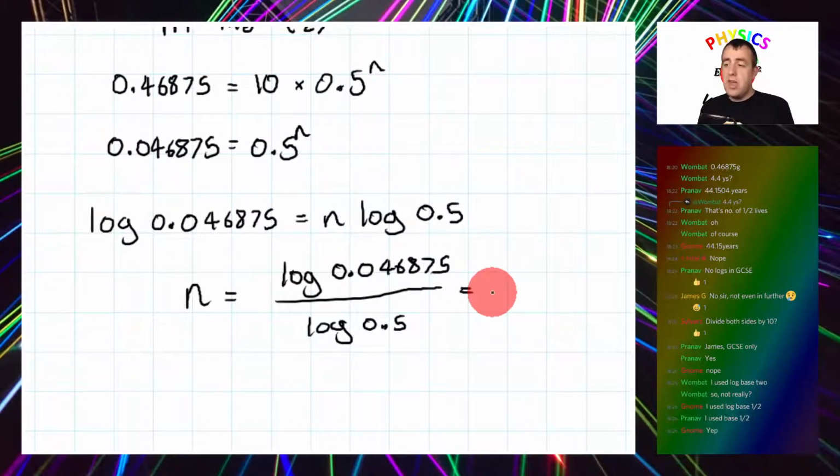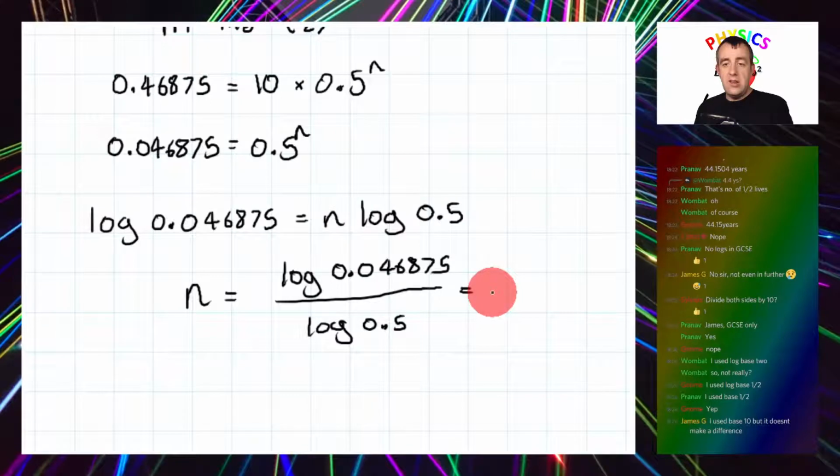Yeah, I think it's the same thing. I haven't said what the base of this log is. No, exactly, James. You're exactly right. It doesn't make a difference. So GCSE students right now are thinking, what? It really doesn't matter. You're essentially using the laws of logs.